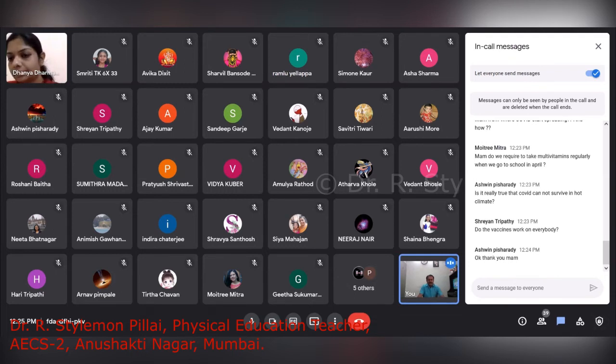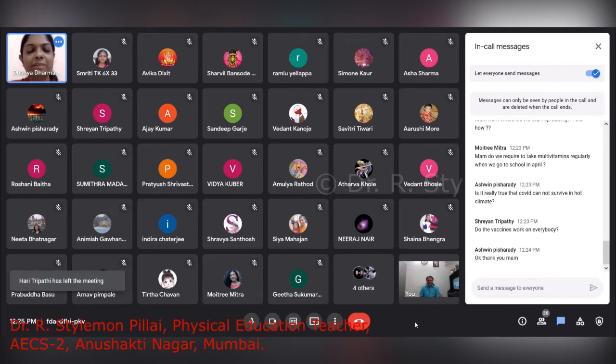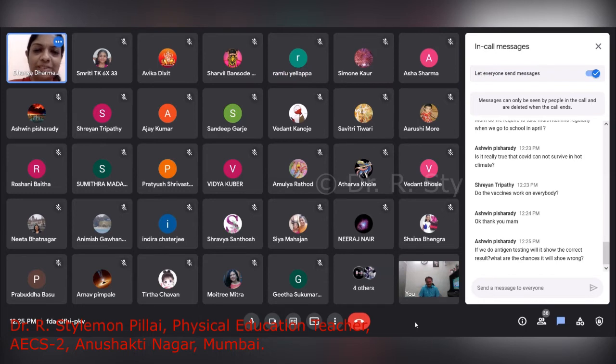Do we require to take multivitamins regularly when we go to school in April? I would say you eat balanced, healthy food regularly rather than taking multivitamins, because there is a saying that let food be your medicine and not medicine be your food.